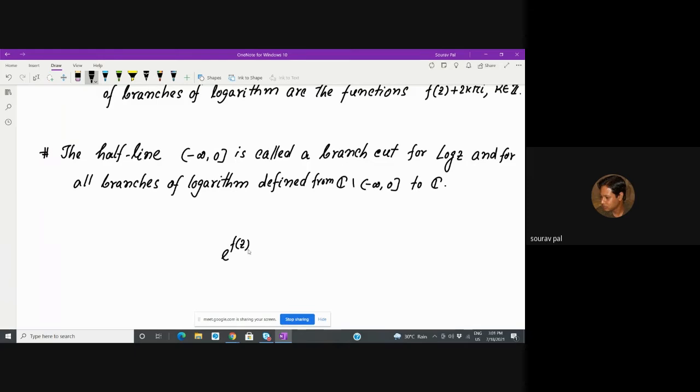You just see, this is very simple. We are writing e to the f(z) is equal to e to the g(z), right? Where f and g both are defined on G. So if we write e to the f(z) is equal to e to the g(z), then this z is a particular z. I'm not writing e to the f(z) is equal to, say, e to the g(w). I'm not writing that.